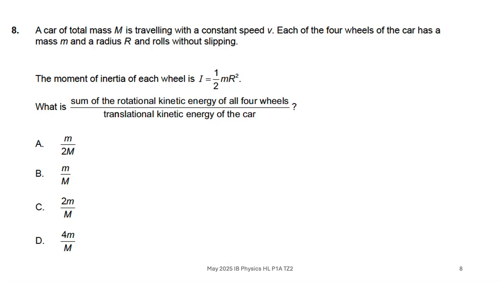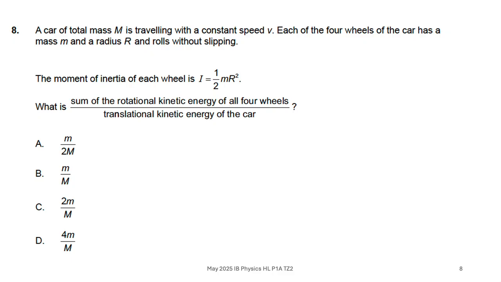Okay, we've gone from a nice question about rotational dynamics to a much harder one, I'd say. We've got a car of total mass m traveling with constant speed. We know that each of the four wheels of the car has a mass m and a radius r, and it rolls without slipping. That's a specific condition in physics.